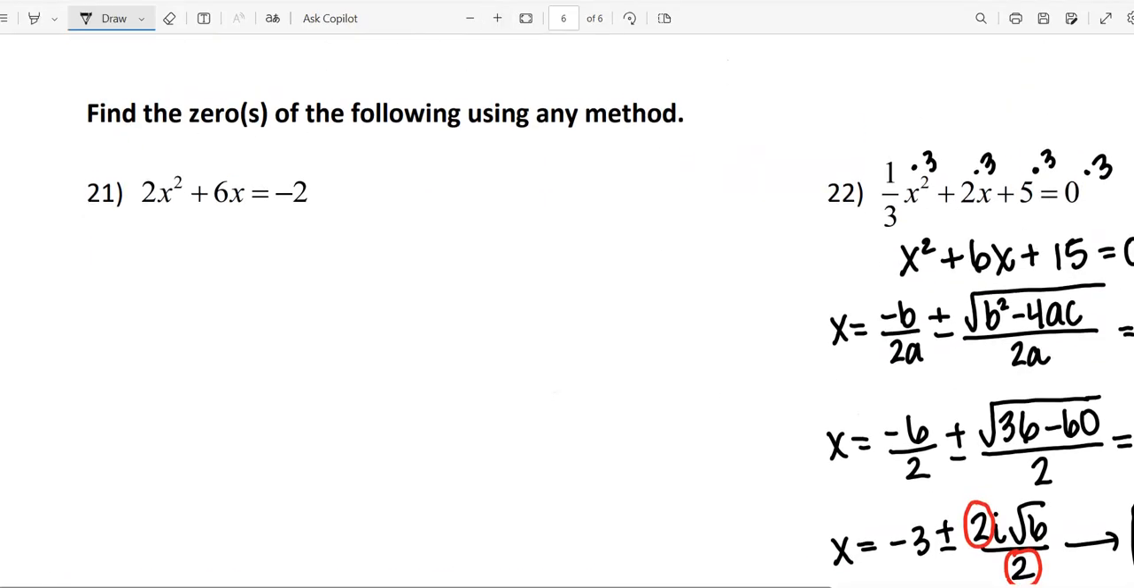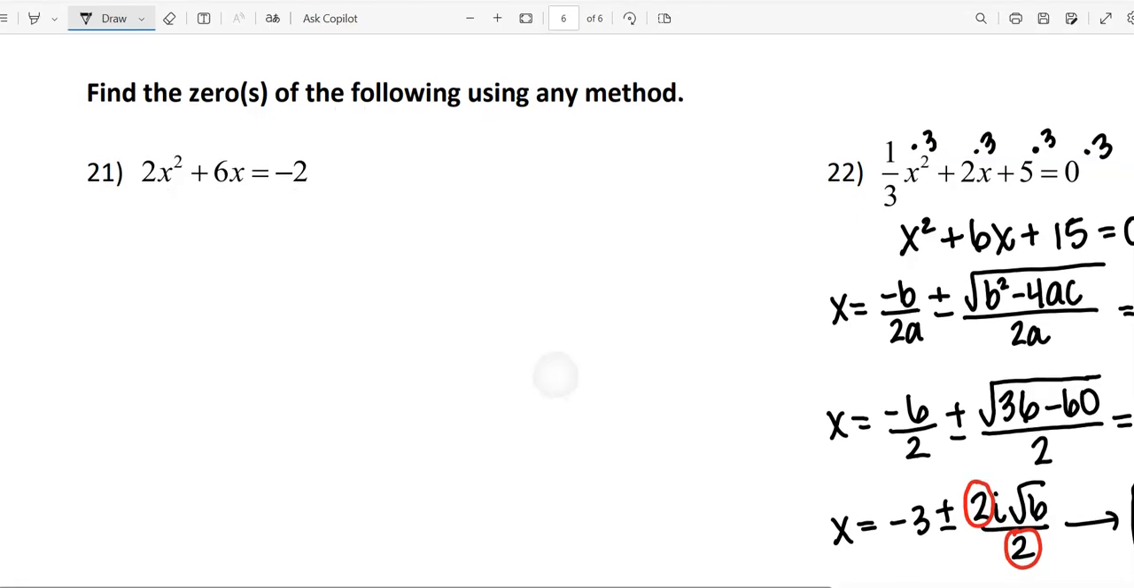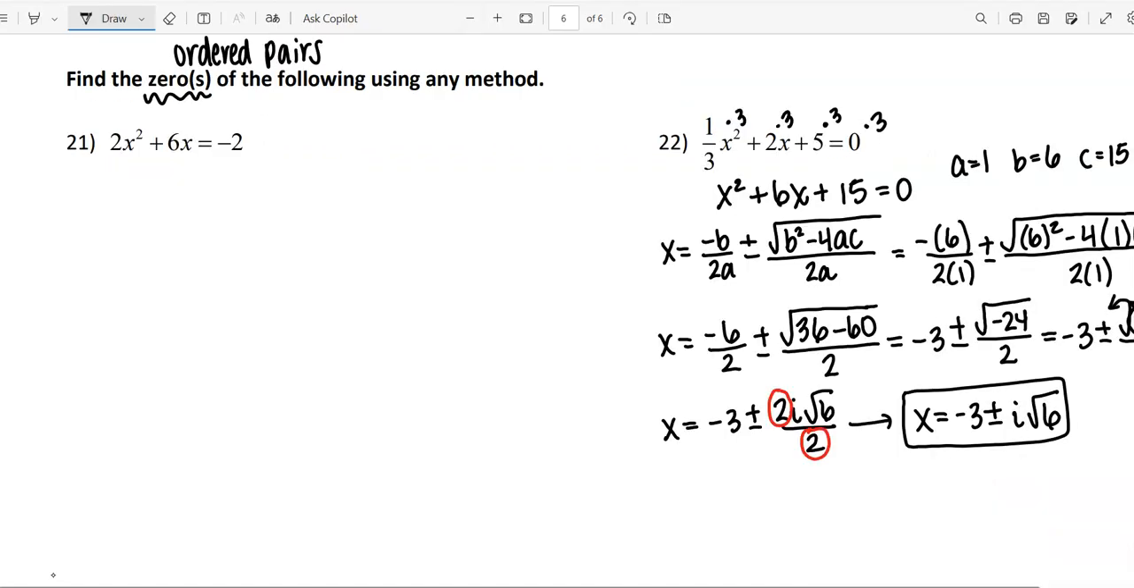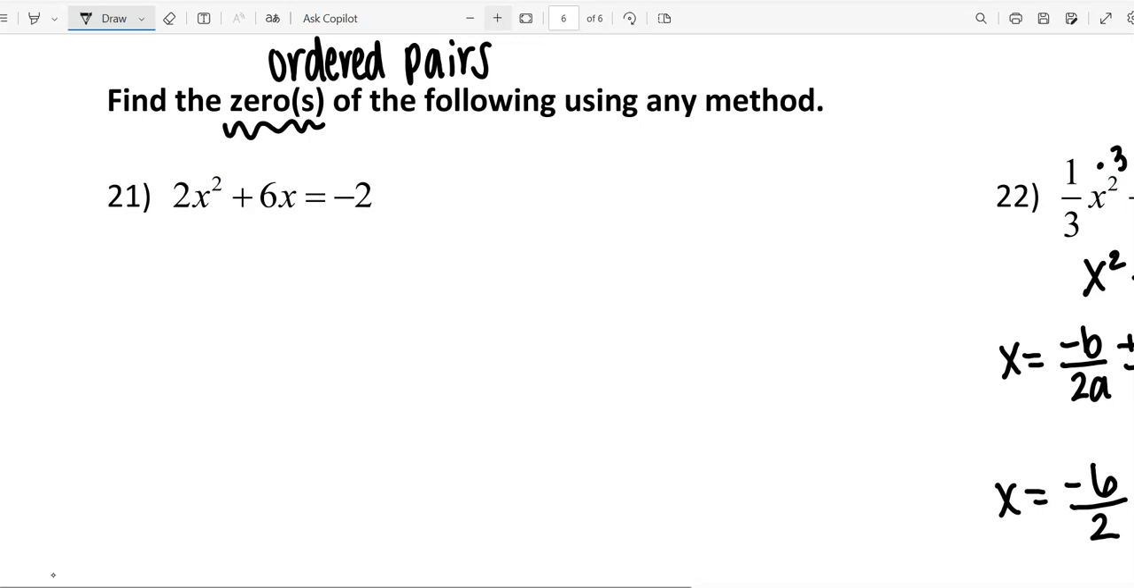21. Notice 21 is asking you for the zeros. So for this one, you're going to want to write them as ordered pairs. Did we do that yesterday on 22? Oh, we already did 22 today. Alright, you're going to try 21 on your own. I'll give you 4 minutes.